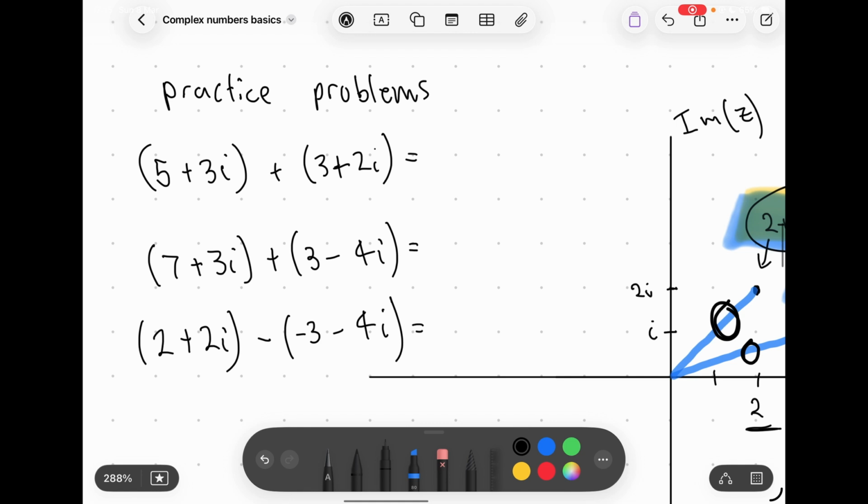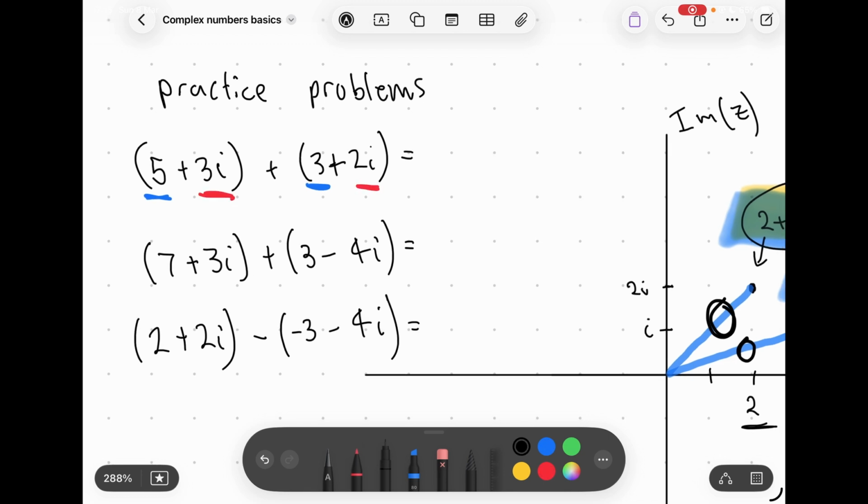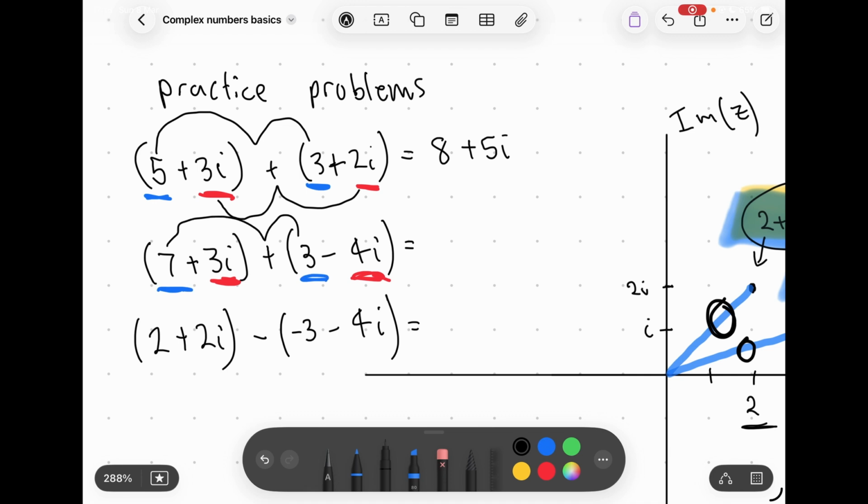Okay, these are the practice problems that I'm giving you for this video. You can pause the video now and work them out, or now I'm going to start working them out. Okay, so let's start with the first one. So let's add up the real parts, and let's color our imaginary parts as red. So we're going to have 5 plus 3, which is going to be 8. And we're going to have 3 plus 2, which is going to be 5. Let's color our imaginary parts red and our real parts blue. So 7 plus 3, and then 3 minus 4 is going to be -1. So that should actually be a minus 1i, or just minus i.